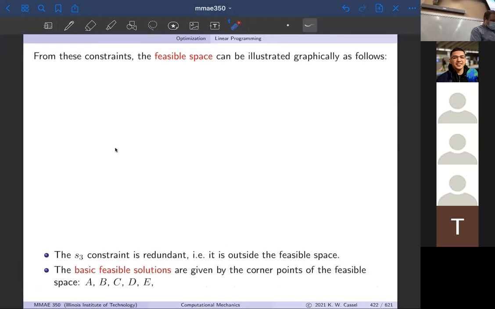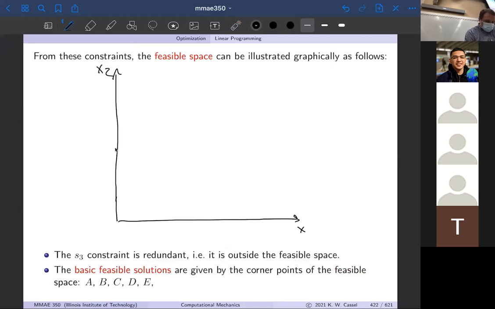Okay, let's draw the feasible space. Remember, the feasible space only has to do with the constraints, not the objective function, only the constraints. So let's walk through how this is going to look. So this is x2, and this is x1. And I'm going to go out here to have to go to 11. So 1, 2, 3, 4, 5, 6, 7, 8, 9.